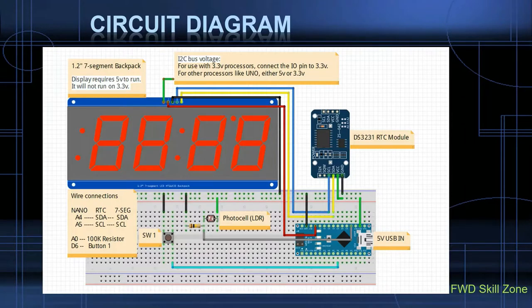Here is the circuit diagram. Here we have Arduino Nano. Here we have the RTC module. Here is the 7-segment display. And here is the photocell or the LDR. And here is the 100K resistor. And here is the push button switch.